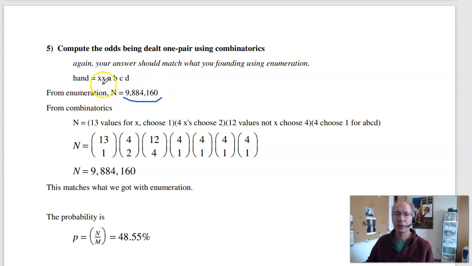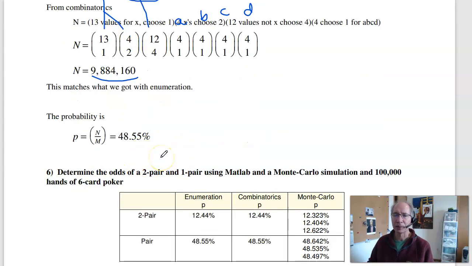Well, there are 13 cards in the deck. Pick 1 for X. Of the 4 X's, choose 2. Now for the remaining 4, there are 12 other values. Pick 4. Of the 4 A's, pick 1. 4 B's pick 1, 4 C's pick 1, 4 D's pick 1. Multiply it all out, I get exactly the same answer, 9,884,160, found using combinatorics.